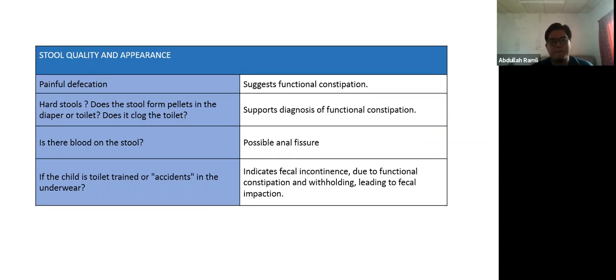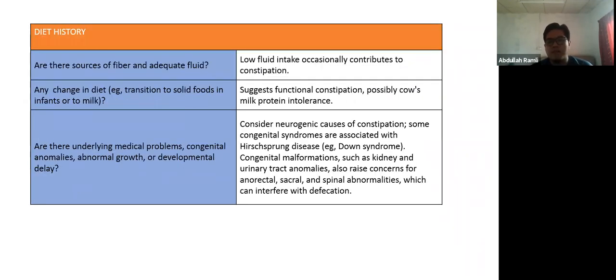Okay, next. Another vital part of the history is that we need to ask about the diet. So we need to ask parents, are the sources of fibers and the fluids adequate, because low fluid intake can occasionally contribute to constipation, or if there is any change in their diet, which can suggest functional constipation, possibly due to cow's milk protein intolerance.